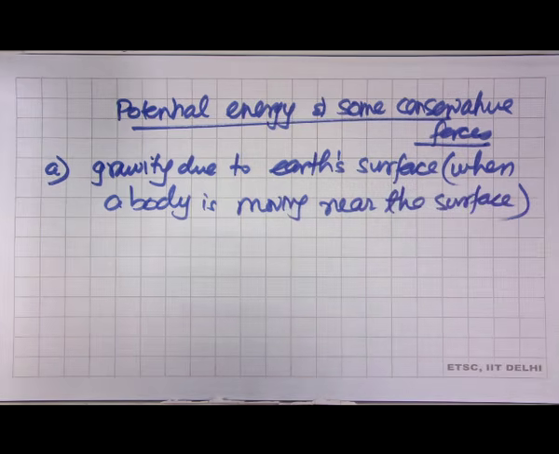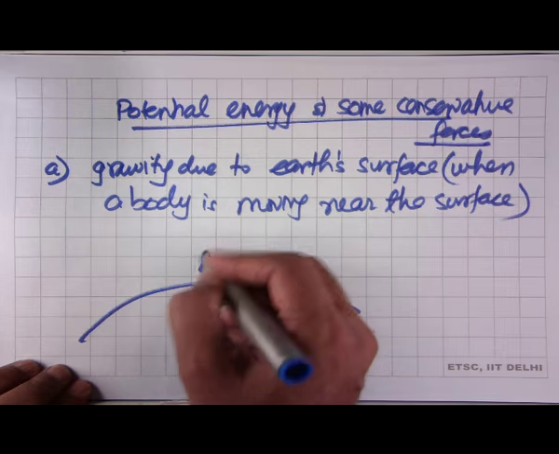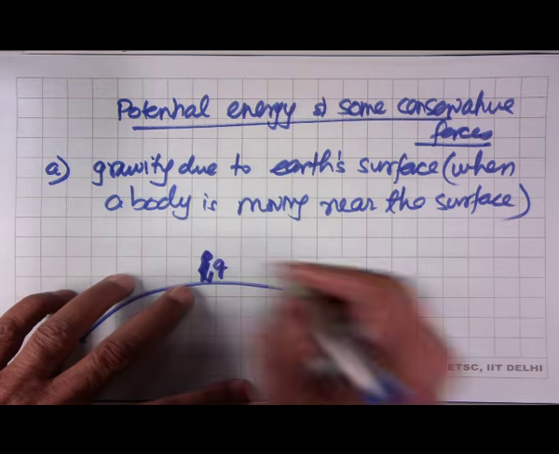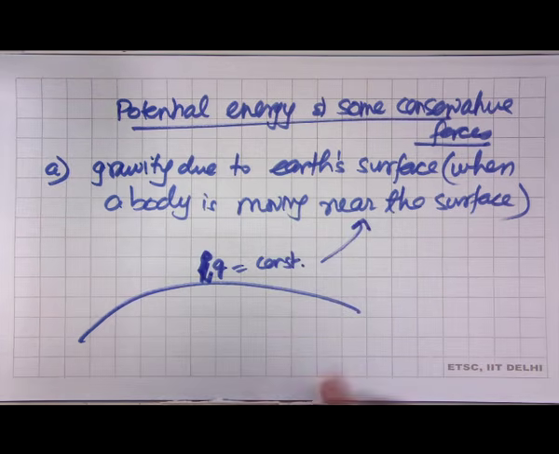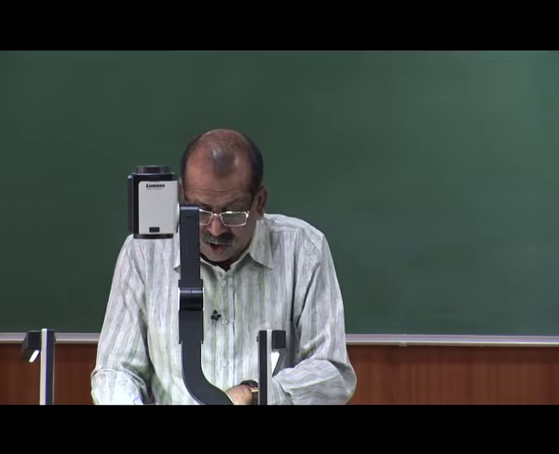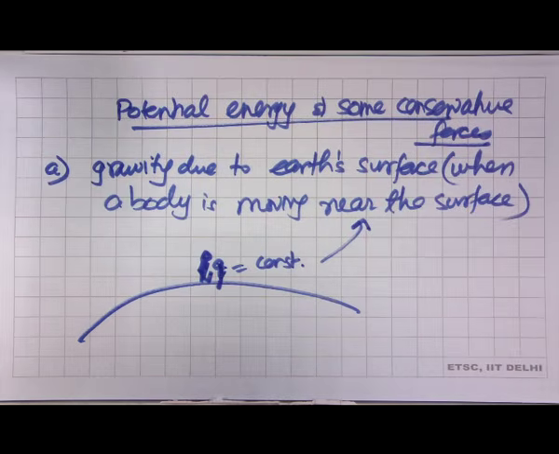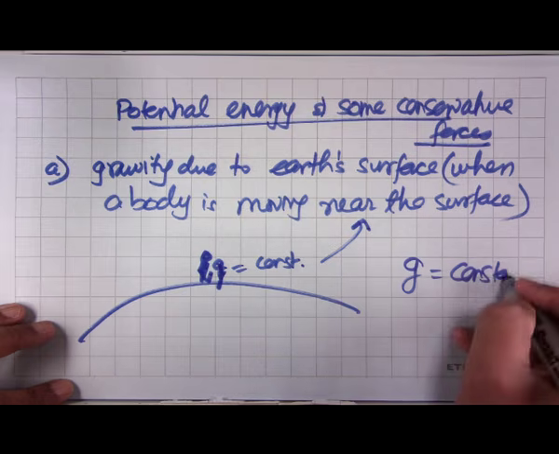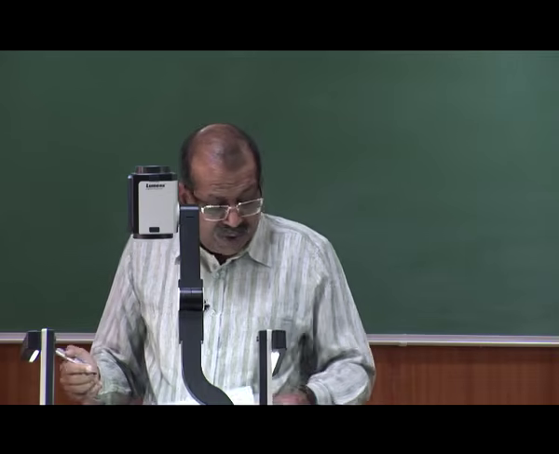Why do we put this condition? Because when a body is near the Earth's surface, so if this is Earth and a ball, let us say, is thrown up, it is nearby, then gravity force pulls it down, and this gravity is constant if the distance from the surface of the Earth is not too much. We know otherwise we have Newton's universal gravitational law, which tells us that gravity is a function of distance. But if we are near the surface of the Earth, we can assume that gravity is constant, and this is essentially a conservative force.